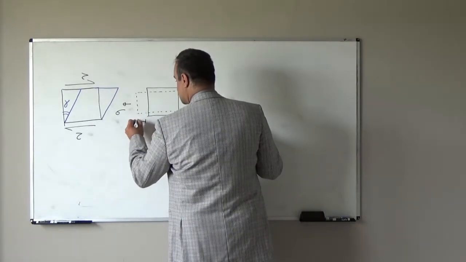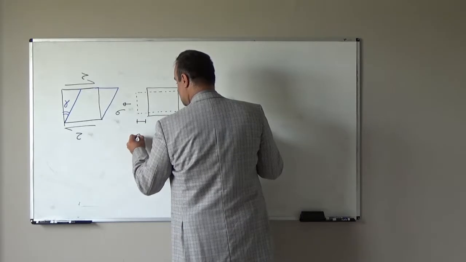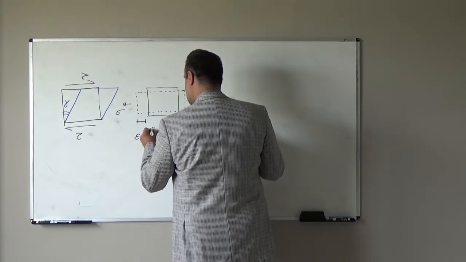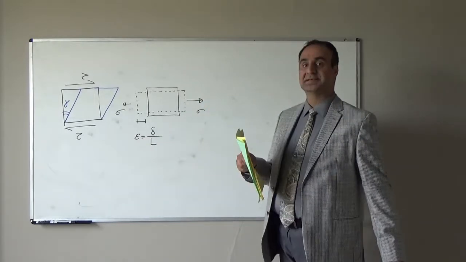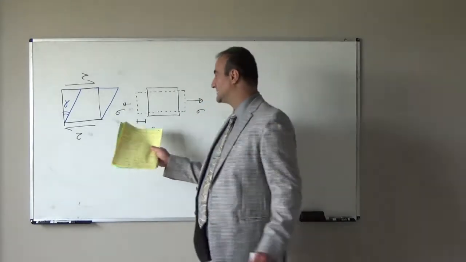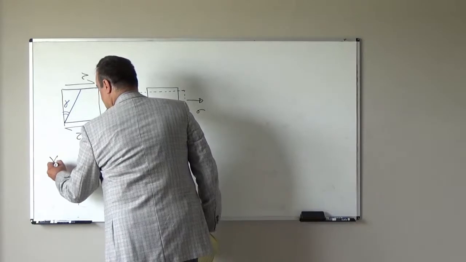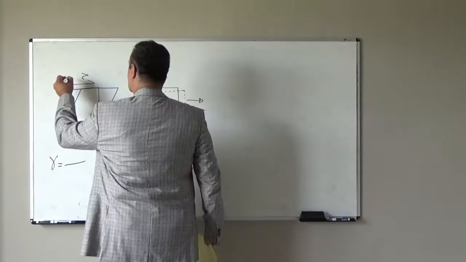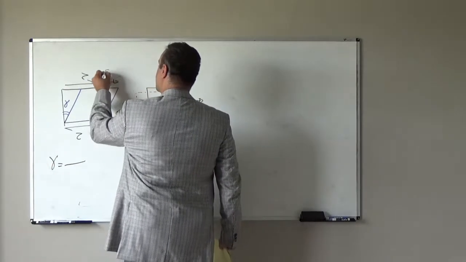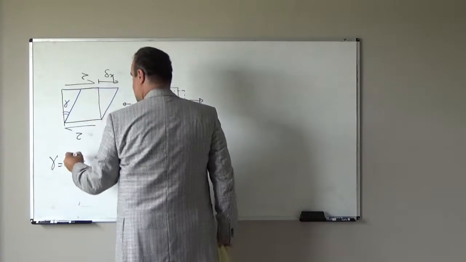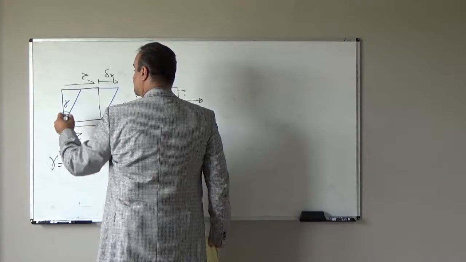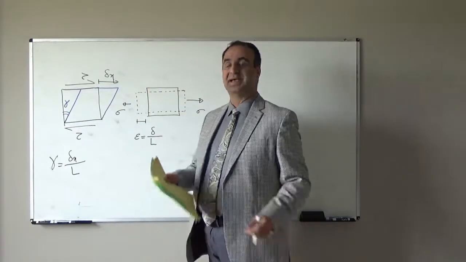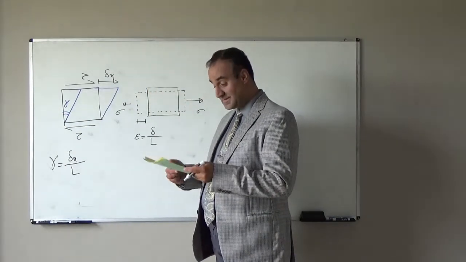So this was deformation divided by initial length, we call it strain. This deformation divided by height, or change in right angle, we call it shear strain.